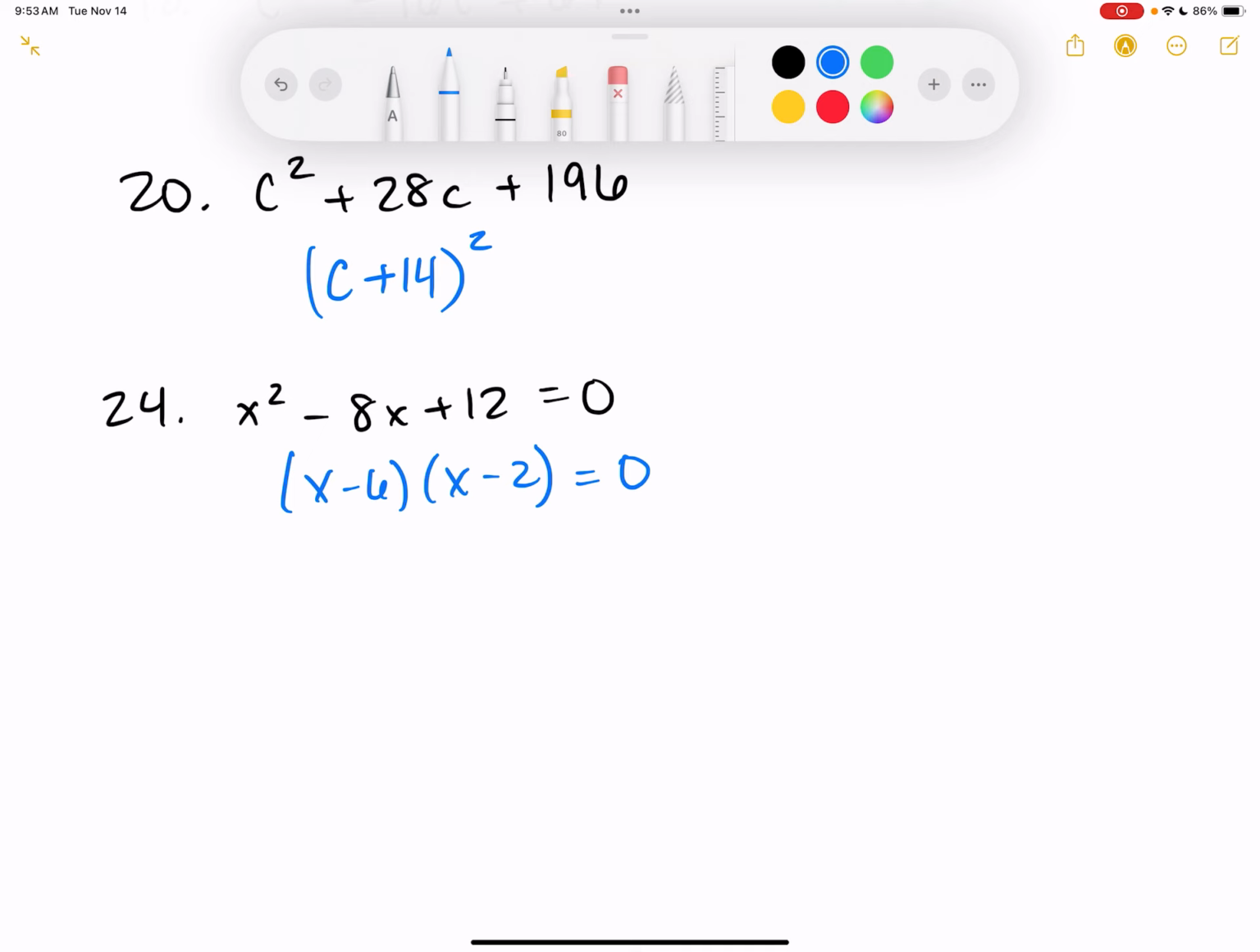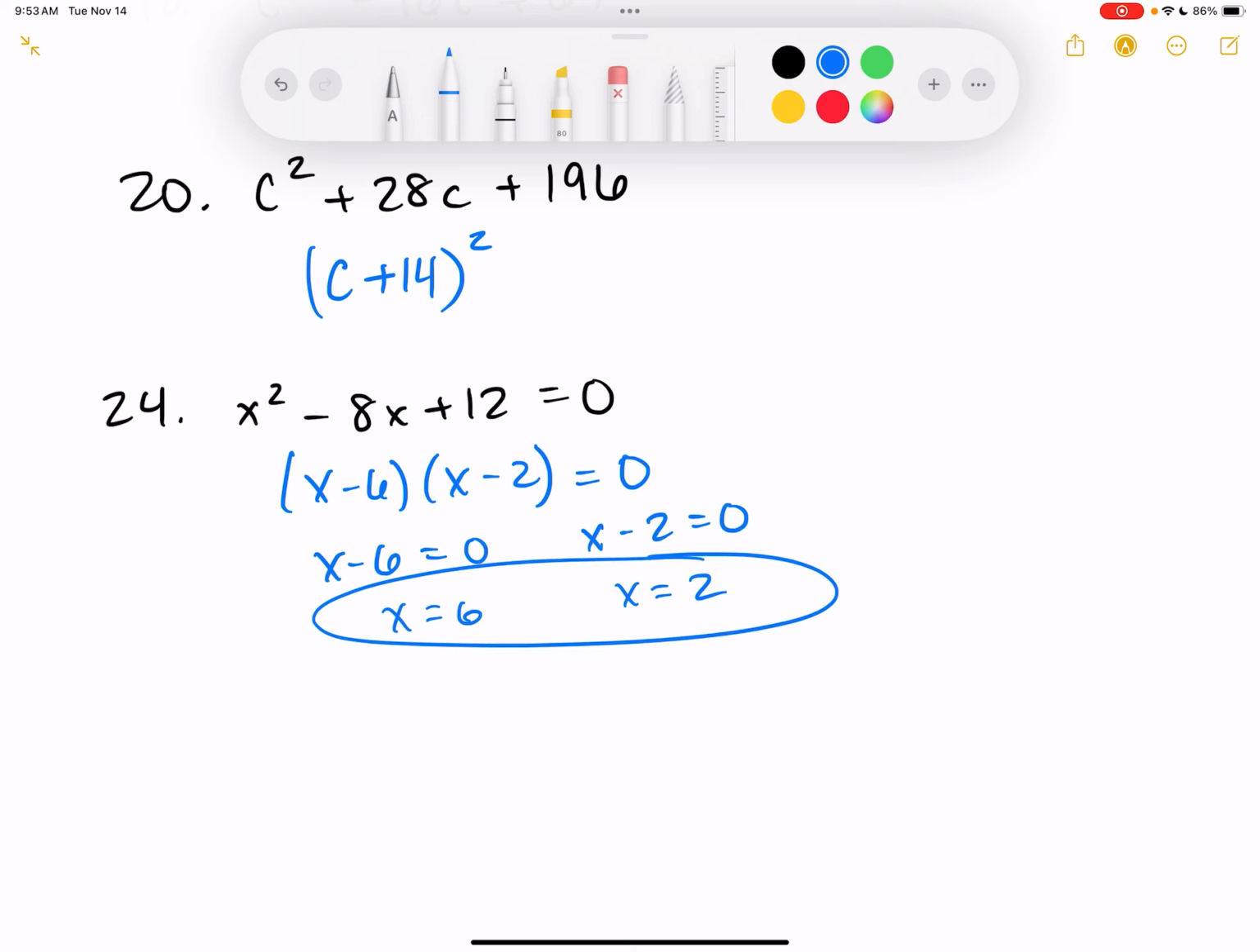So now we take each piece and set it equal to 0. So x minus 6 equals 0 and x minus 2 equals 0. So x equals 6, x equals 2. And those are my answers to that.